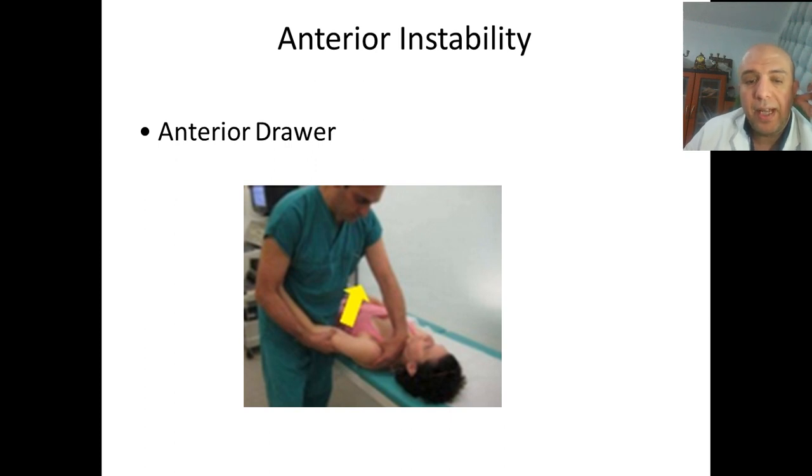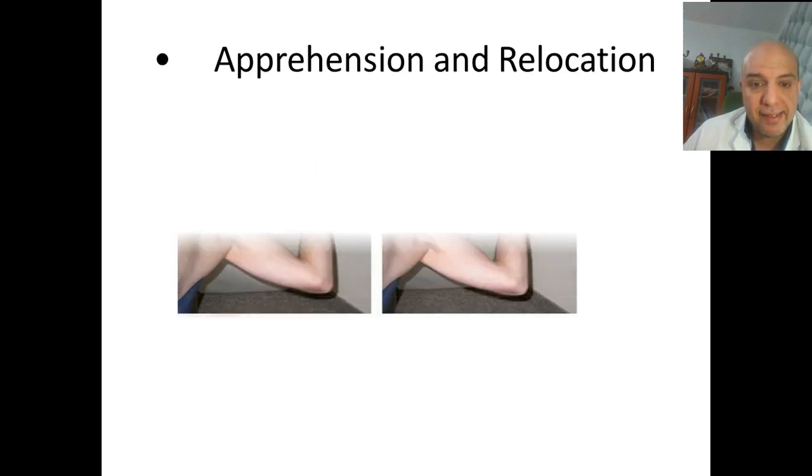You hold the arm between your thumb and other fingers, with the forearm in your axilla. You fix the shoulder with the other hand and push anteriorly, and you feel with your thumb the degree of translation, which is 1 plus, 2 plus, or 3. Apprehension test.